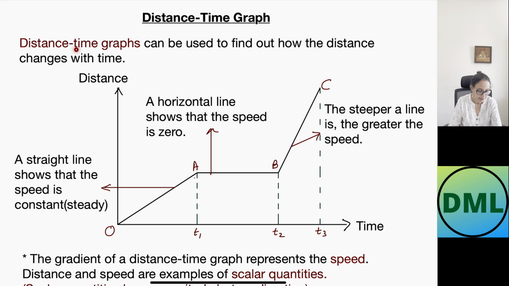Distance time graph. A distance time graph can be used to find out how the distance changes with time. Let's see the graph here. This is the distance and this is the time you have. This is T1, this is T2 and this is T3.